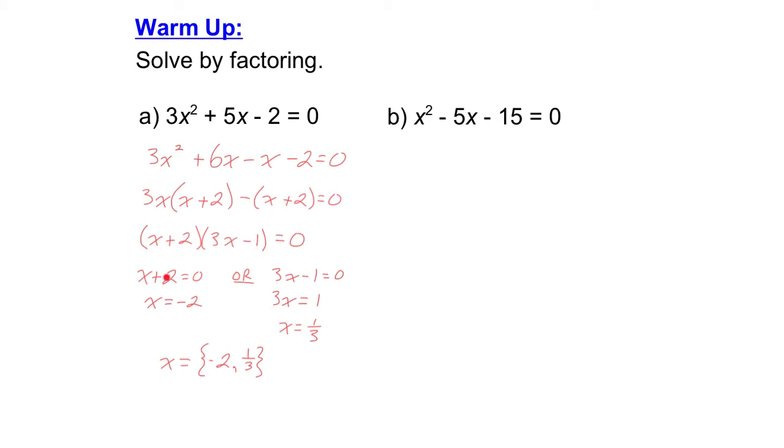x plus 2 equals 0, so x is minus 2. Or 3x minus 1 equals 0, so x is 1/3. x is equal to negative 2, or 1/3.